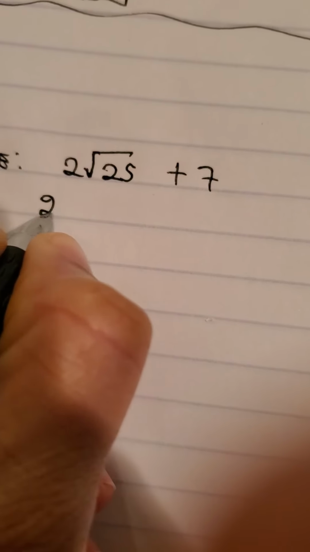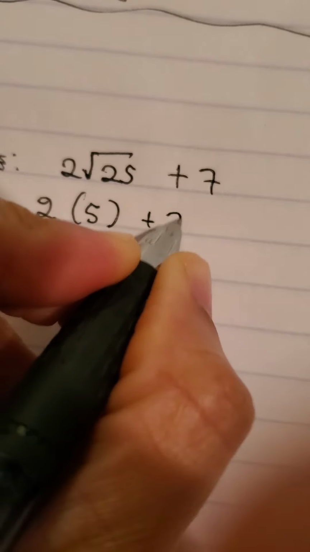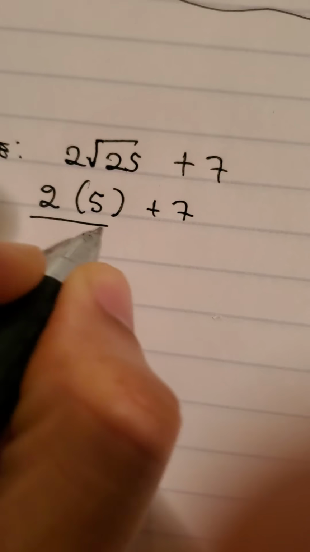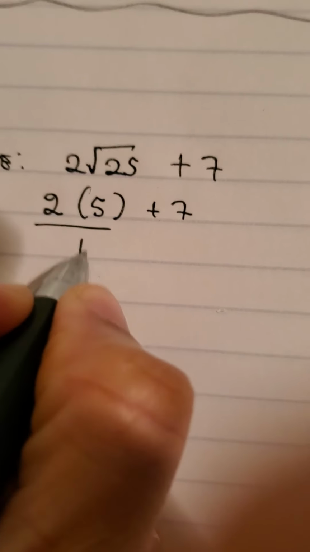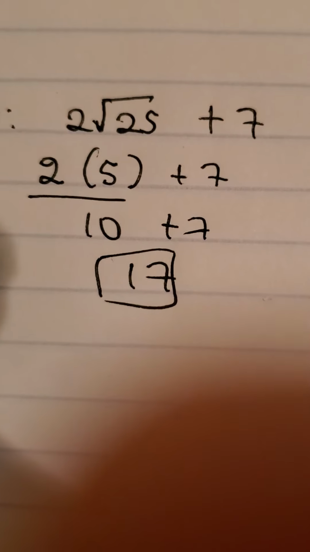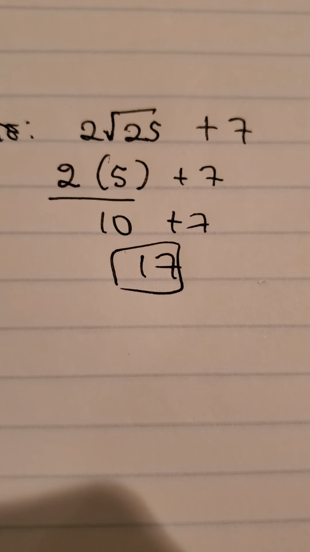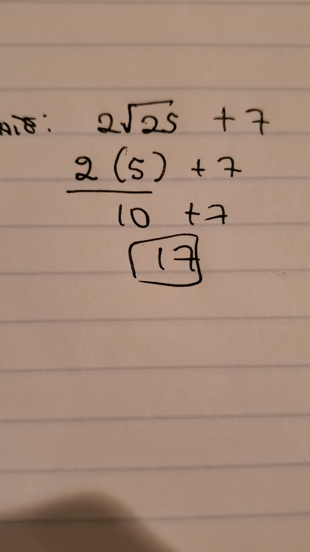So obviously we're going to take care of the square root, which will be 5. Now we're going to take care of our multiplication, as in the rule of order of operations. So this is 10. 10 plus 7 is 17. So that's another way you can see a radical expression presenting itself. And until you get to the next level, this is it for now when it comes to dealing with radicals.